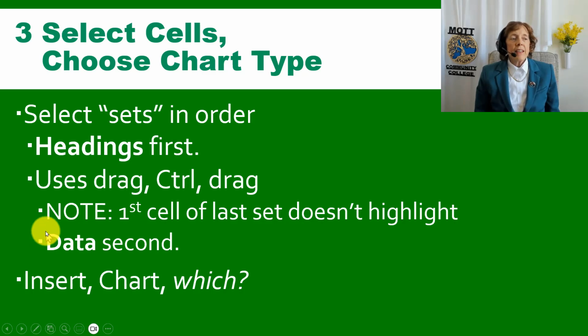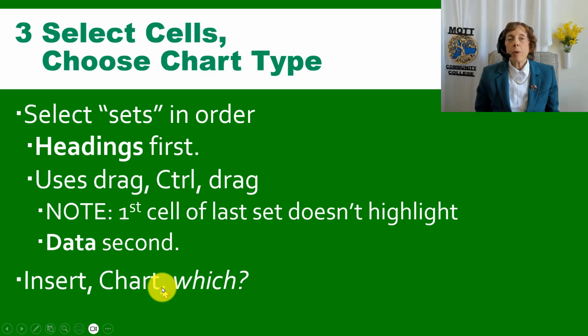Anyway, I always give you this notice. The last set of cells that you click and drag, the first cell of the last set doesn't get highlighted like the rest of them, and I don't know why, but it drives me crazy. And then, so the data is second, and then you insert the chart.